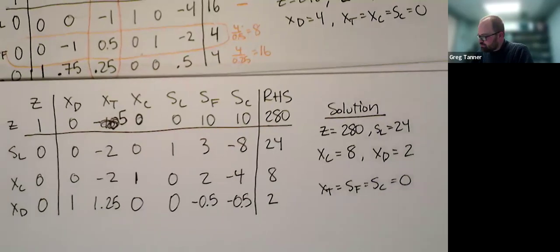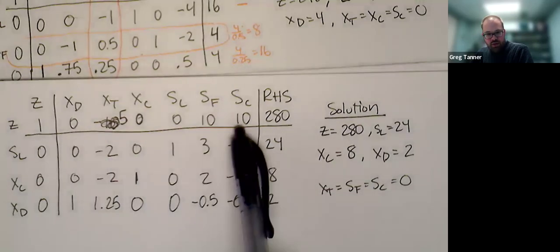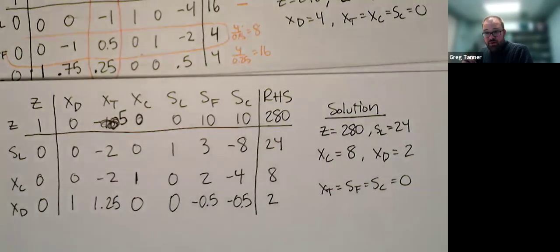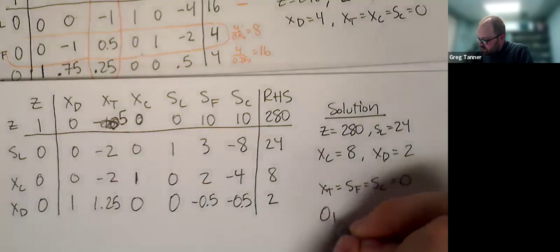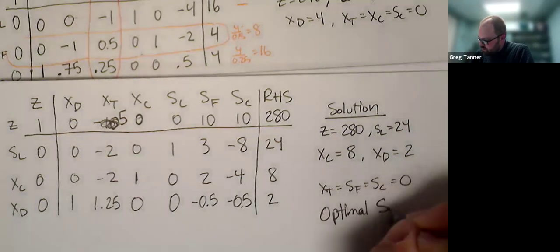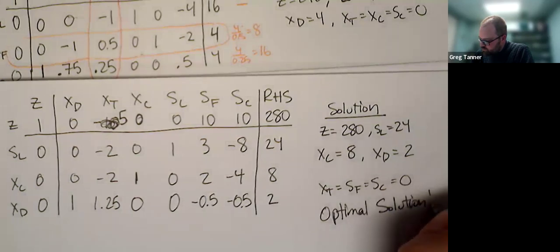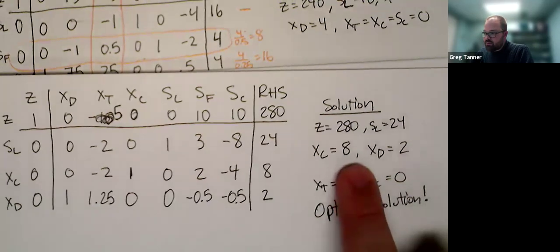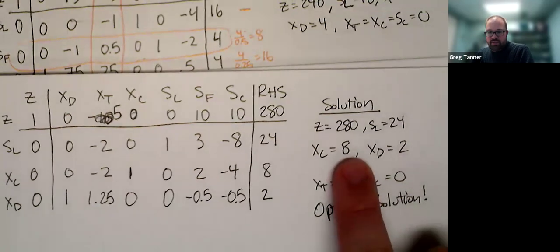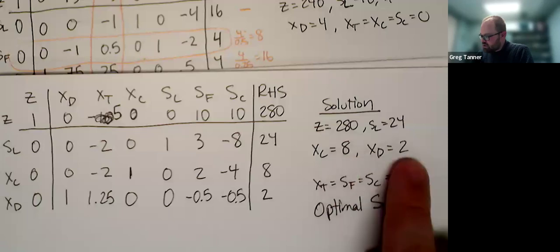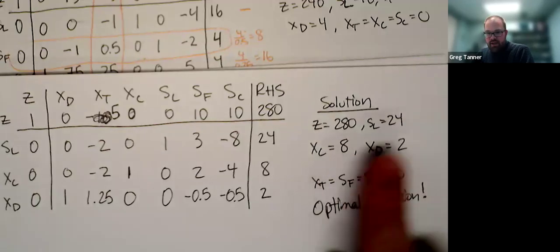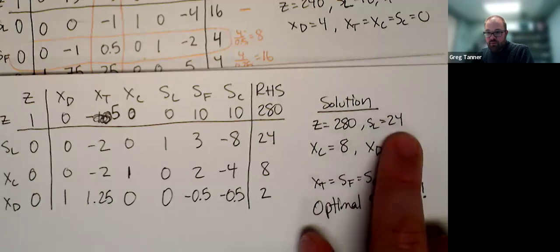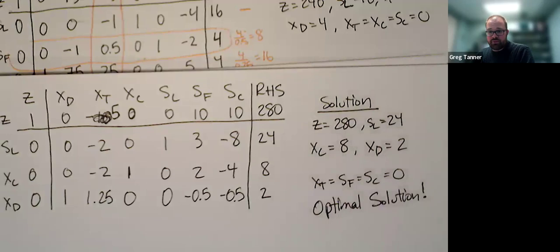Are we at an optimal solution? So we scan this top row. Are there any negatives still in the top row? And the answer is no. And so this is our optimal solution, which means that in order to maximize revenue, Dakota Furniture should make 8 chairs and 2 desks, no tables, and in the end, they'll have 24 board feet of lumber left over at the end.